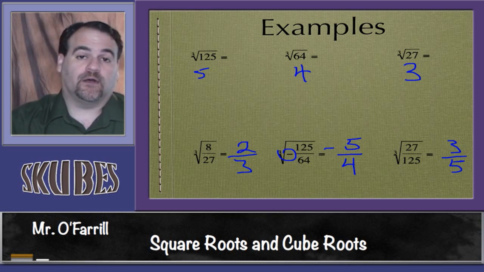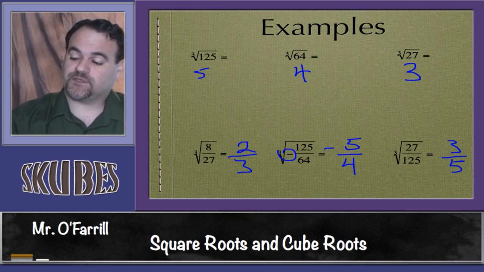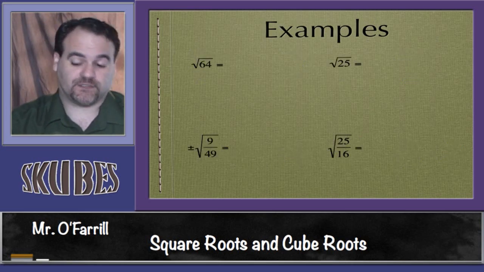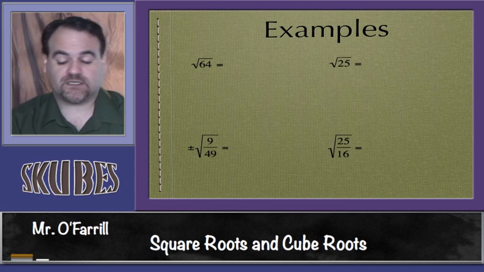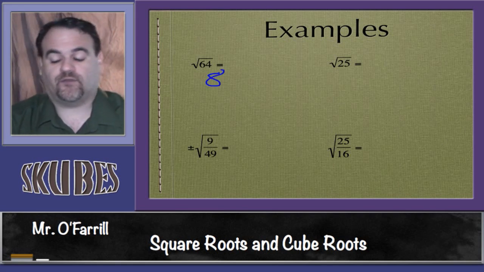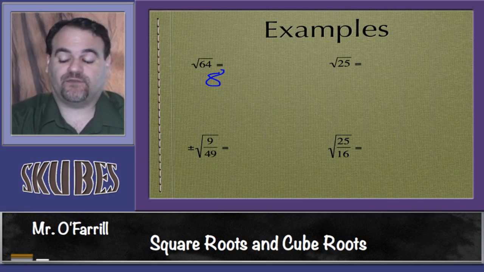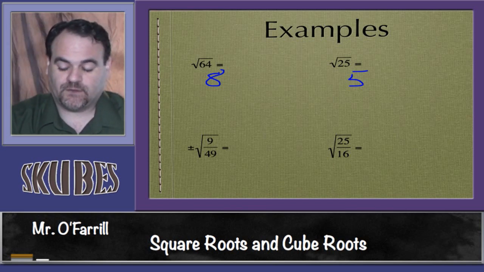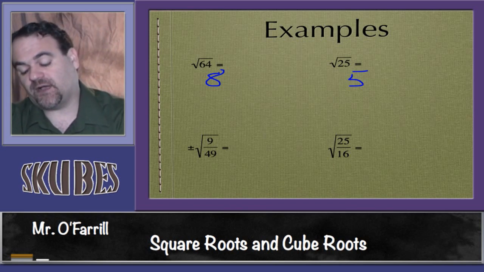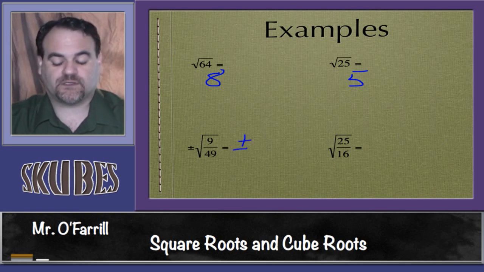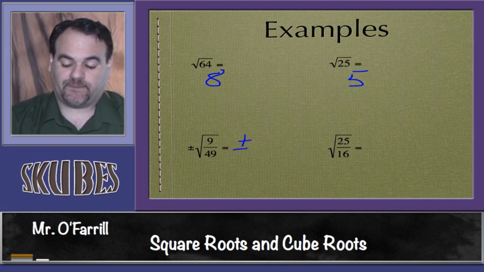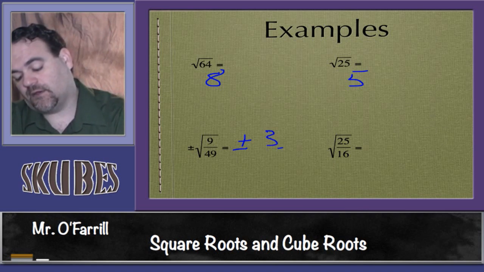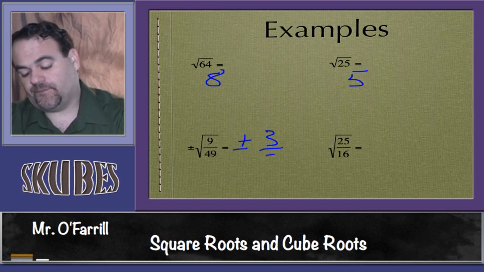Really simple if you take the time to memorize some of the most important cubes. And the same thing applies to the squares as well. The square root of 64, well, 8 squared is 64. Square root of 25, well, 5 squared is 25. So for this first one, we want both the positive and negative roots. We want both roots of 9/49. Well, the square root of 9 is 3, and the square root of 49 is 7.